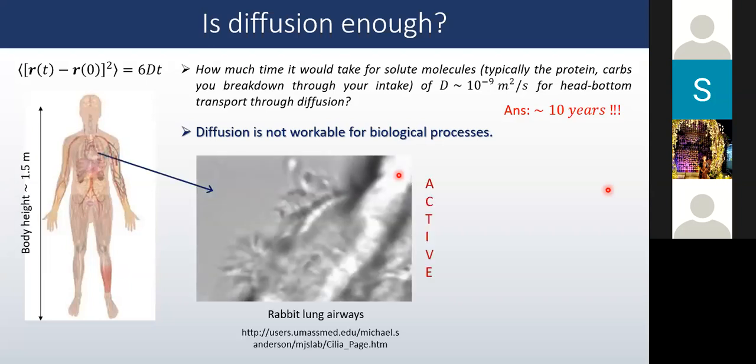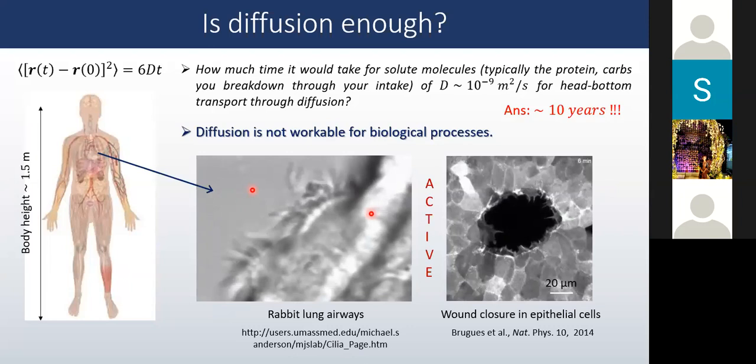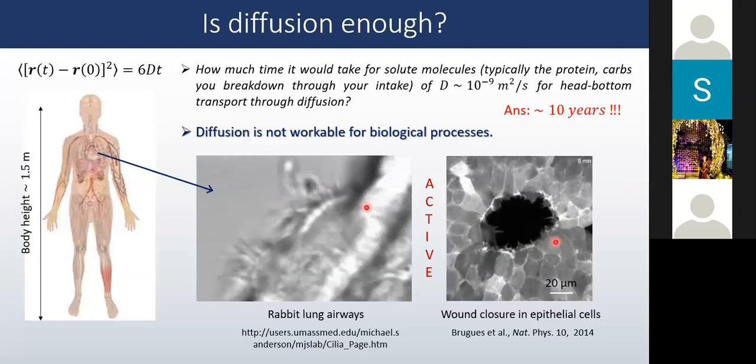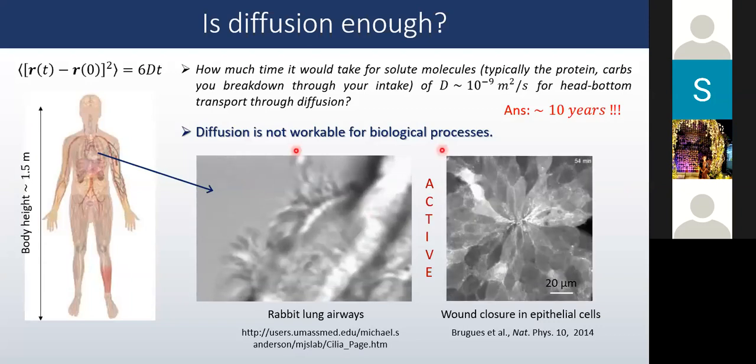Examples include active cilia or filament-like structures in our lungs, which help in clearing mucus or debris out of our airways. And if you get a wound, as I have said, in your leg or somewhere, there are active processes which occur at the scales of minutes or hours to close the wound. So all of these are not diffusive, they are active. And what do I mean actually by active? I will give that in a second.